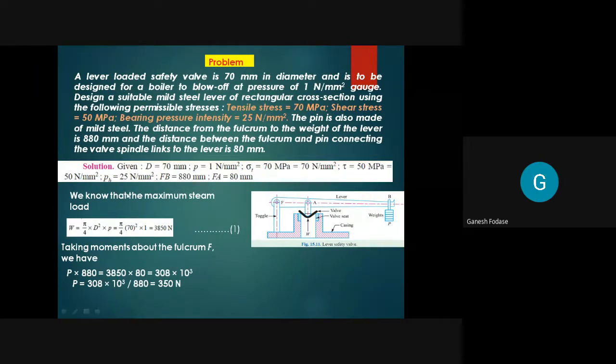How can I find the reaction at F? Any other? Someone is saying W minus P. Someone is saying Fy is equal to 0. Maybe both are the same. But any other? Or the same way?